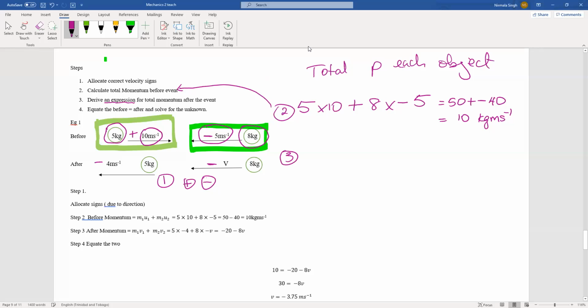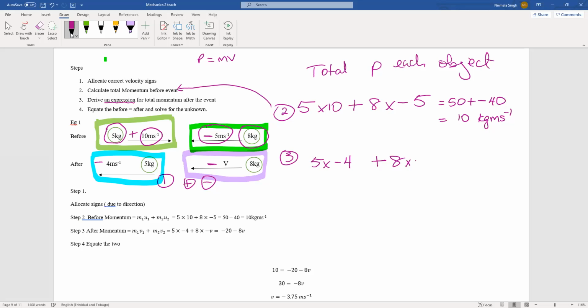Step 3, we derive an expression for the total momentum after. So let's look at our total momentum after. It's going to be the momentum of the 5-kilogram object added to the momentum of the 8-kilogram object. Remember, momentum is mass times velocity. So it's going to be 5 times minus 4 plus 8 times minus v.